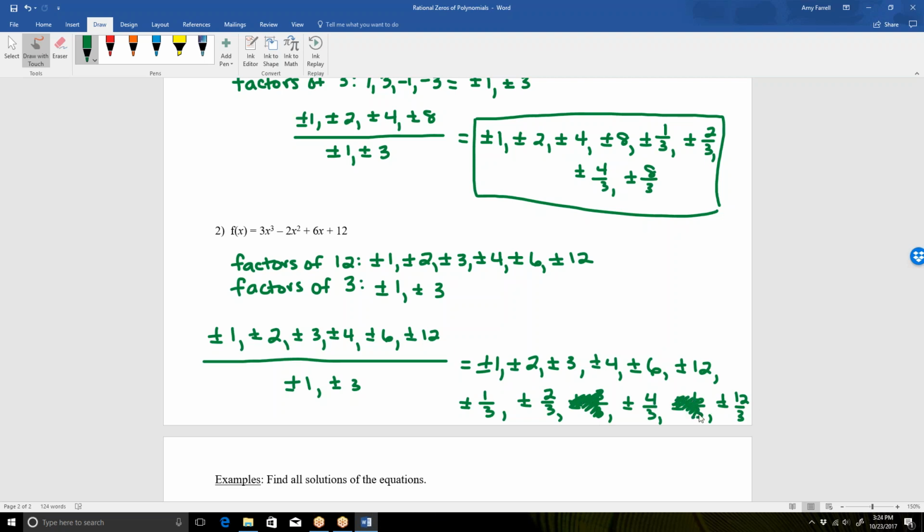6 over 3 is 2, so I don't need that. And 12 over 3 is 4, so I don't need that. So, we don't want to list a potential rational zero more than one time. So if your fraction simplifies into something that you already have on your list, go ahead and cross it out. So these would be our potential rational zeros of this polynomial function.